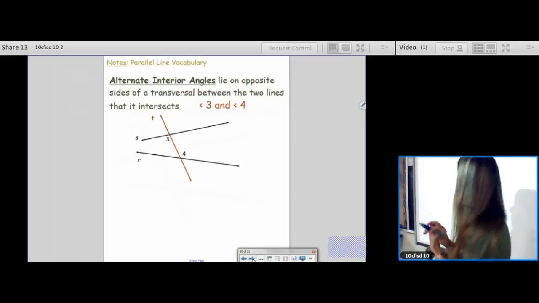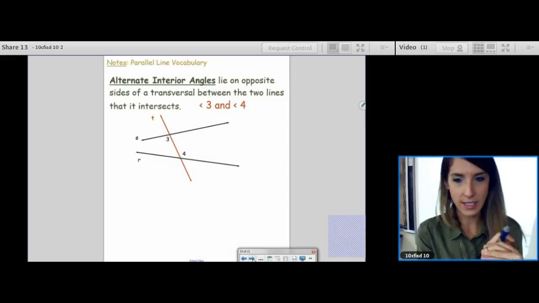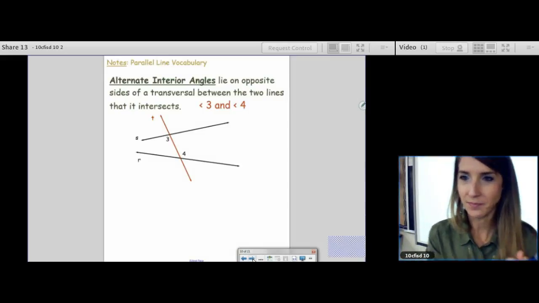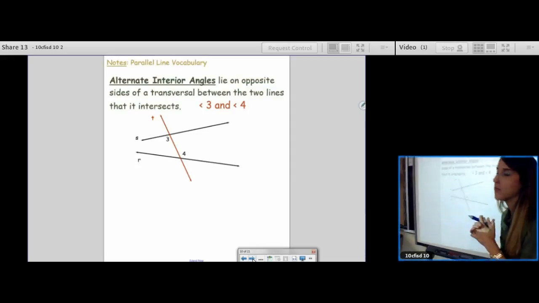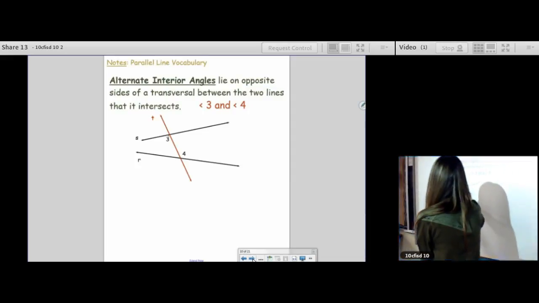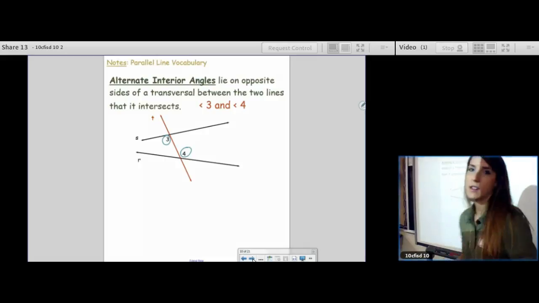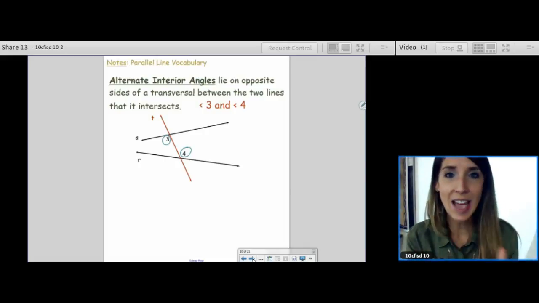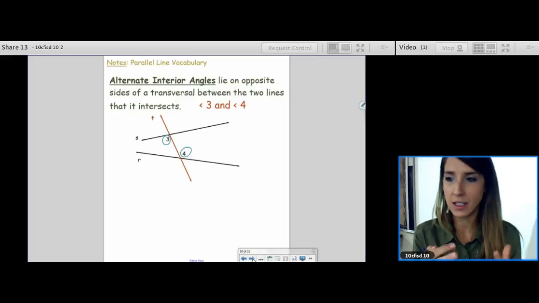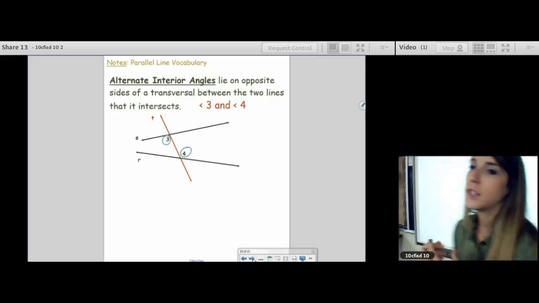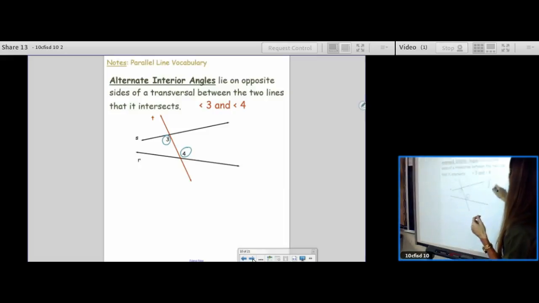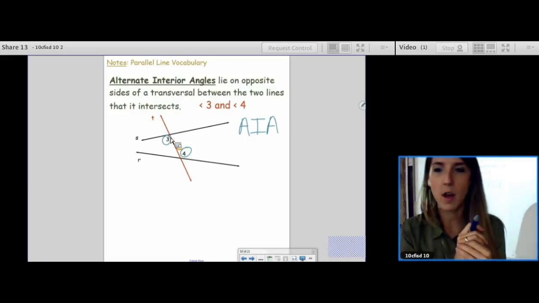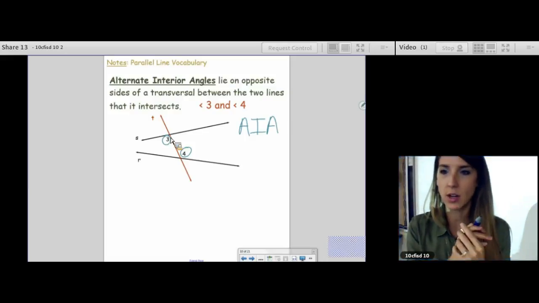So that's the next word on your vocab sheet. Alternate interior angles with an A. Alternate. So these are on alternate sides of the transversal. One's on the left, one's on the right. And they're still inside S and R. They're still interior. So if we were abbreviating this on a homework, not on a test, we would call them AIA, alternate interior angles.